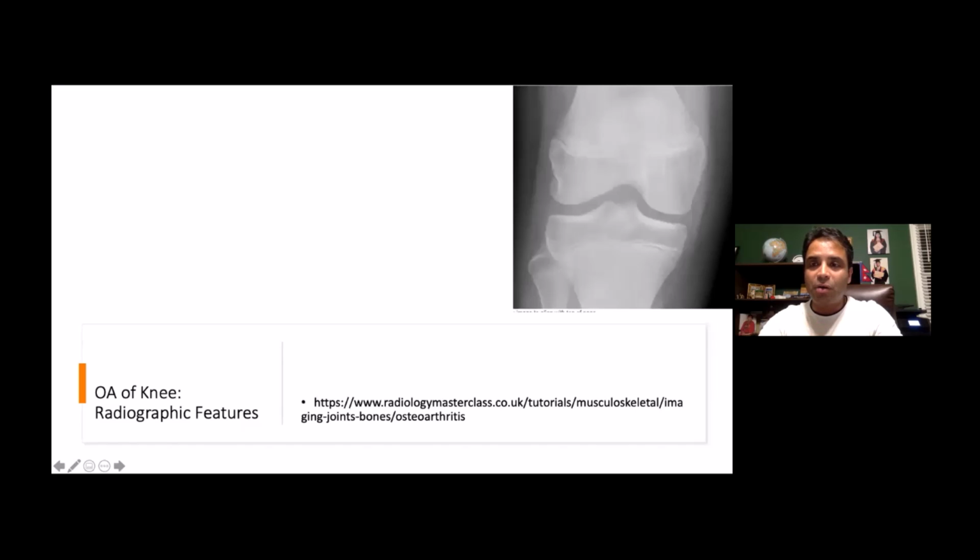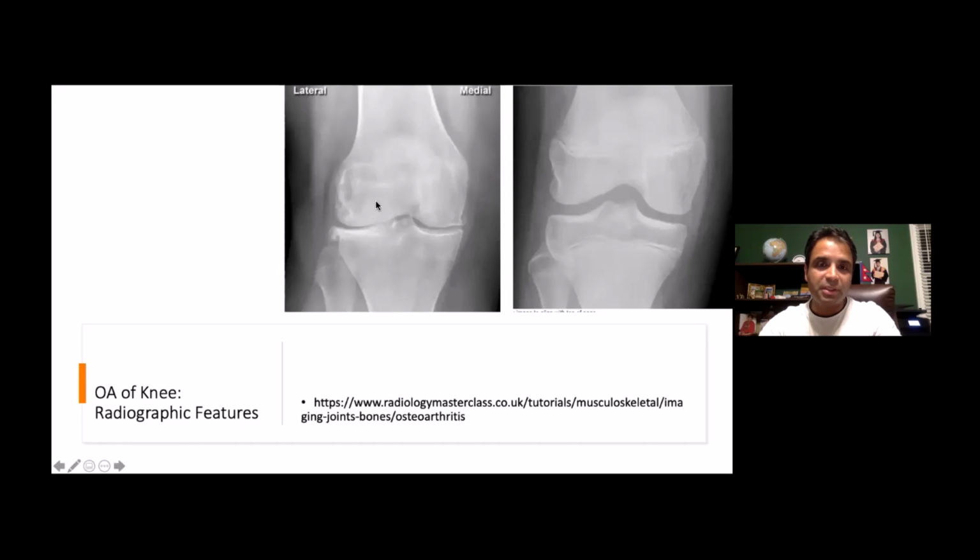So this is a normal X-ray. You can appreciate there is a good joint space between the two articular surfaces. This is your femur, and then the tibia. You have nice articular surfaces. They are very smooth, and you don't see any bony outgrowth at the joint margin. So this is a normal X-ray of your knee joint.